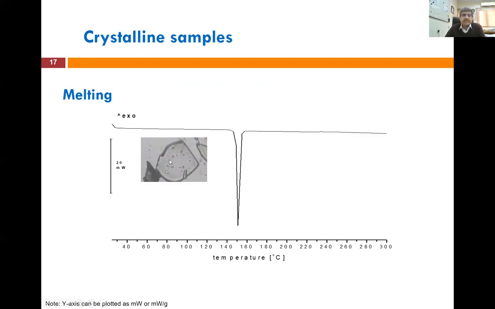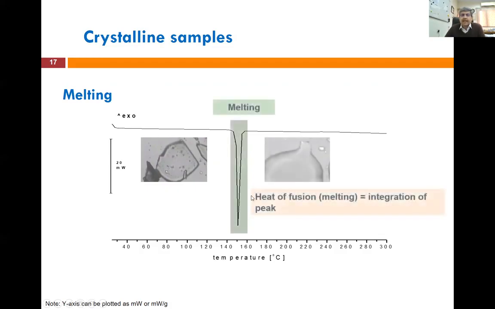So this is the solid sample as was viewed under the hot stage microscopy, and after the melting event, it has become molten. So this is the melting point determination using DSC. DSC can also give you the heat of fusion, which is obtained by integration of the area under this particular peak.